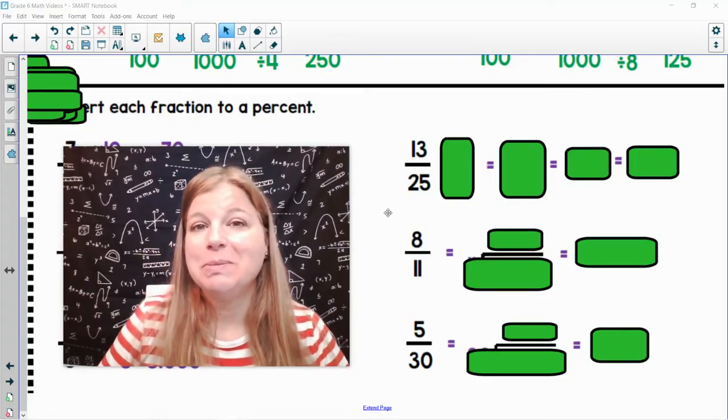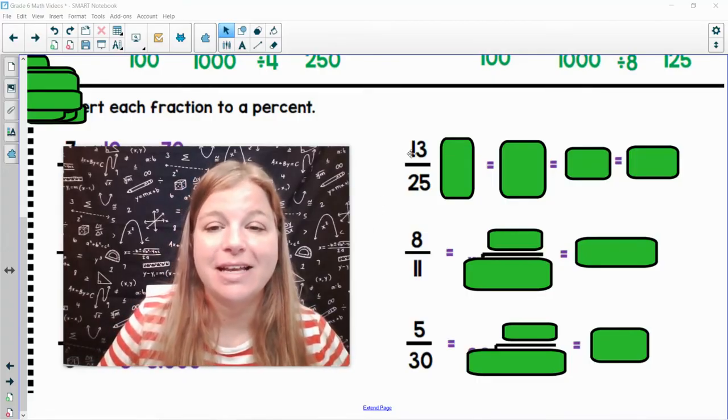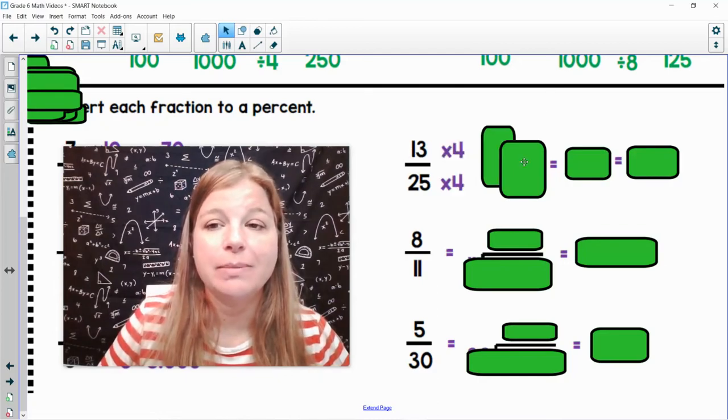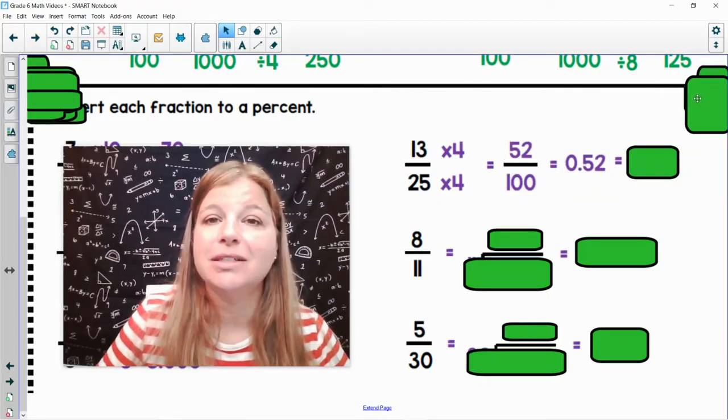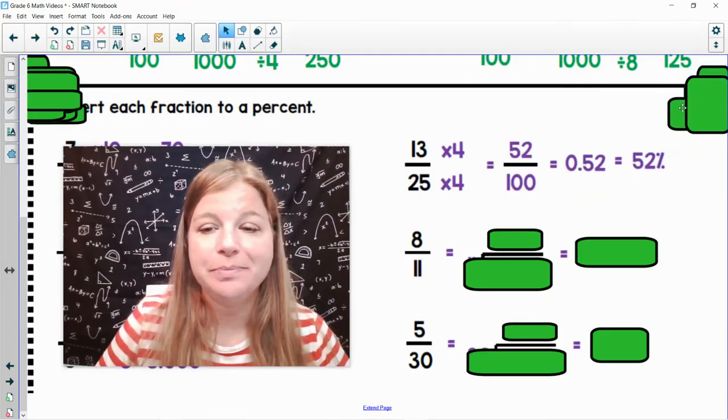Okay, hopefully you're joining me back after pressing play. Let's take a look. 13 over 25, I can multiply those both by 4. That gives me 52 100ths, which is then 0.52, which is 52%.